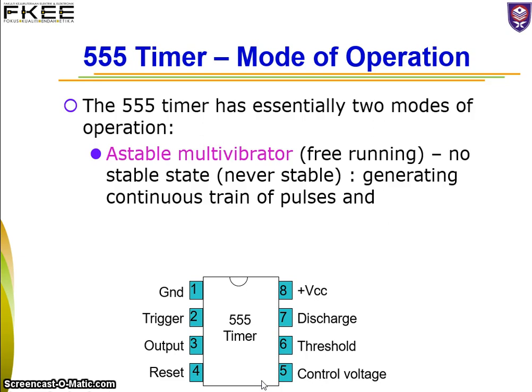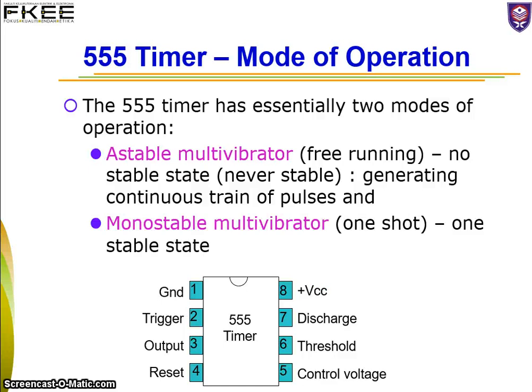Okay, and with all those pin numbers we can connect it to components outside the IC, and we can have an astable multivibrator circuit which is free running. It is called free running because there is no stable state. It is always in unstable state, so it will move from high to low and so on, generating a continuous train of pulses. And the other one is the monostable multivibrator, or called one shot, where we have one stable state. So meaning that the output pin 3 will have a stable state, and when we trigger at pin 2 it will go to unstable state.